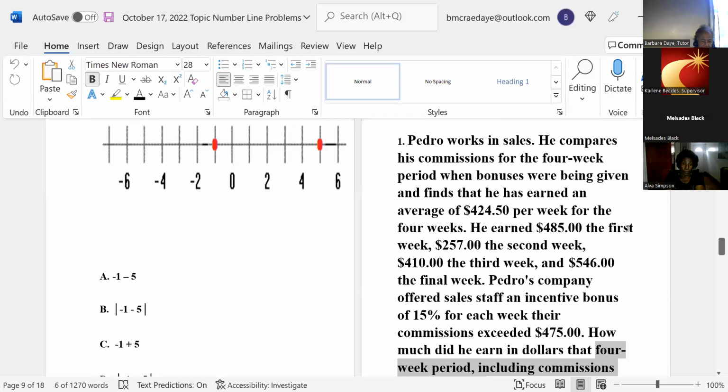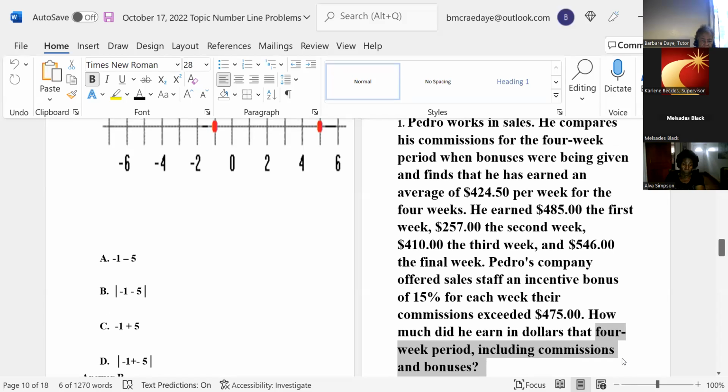He earned $485 the first week, $275 the second week, $410 the third week, and $546 the final week. Pedro's company offers sales staff an incentive bonus of 15% for each week their commissions exceeded $475. How much did he earn in dollars that 4-week period, including commissions?